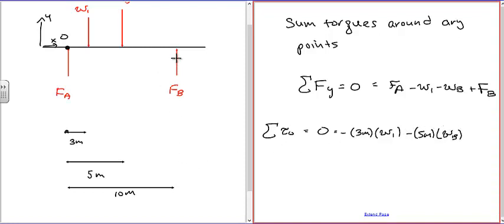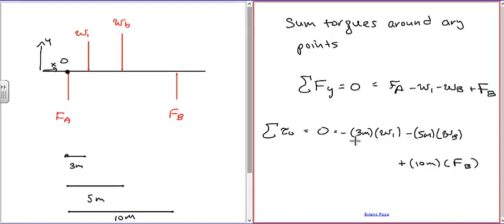And then the third torque is caused by this force. Well, we're assuming it's going up. So if we rotate it around this point and pushed up, it would push this beam to rotate counterclockwise. So it's going to be plus, the distance is 10 meters, and the value is F sub B. Okay. So you see, if we know the weights of these two things, we can calculate everything except F sub B, and we can solve for that.